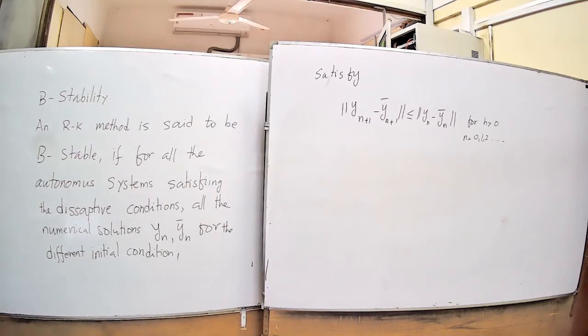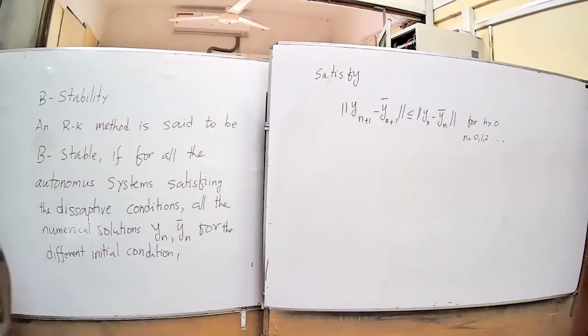So the current approximation, the distance between the two approximated solutions, is less than the distance between the approximated solutions in the previous step. That means the distance is decreasing, right? So if yn minus yn bar is larger, then yn plus 1 and yn plus 1 bar is smaller. So obviously yn plus 2 and yn plus 2 bar is even smaller. So when n gets larger, the two solutions get close to each other, right?